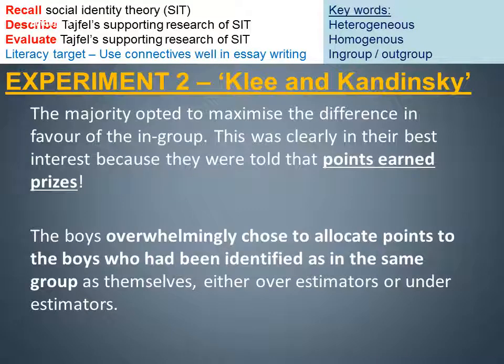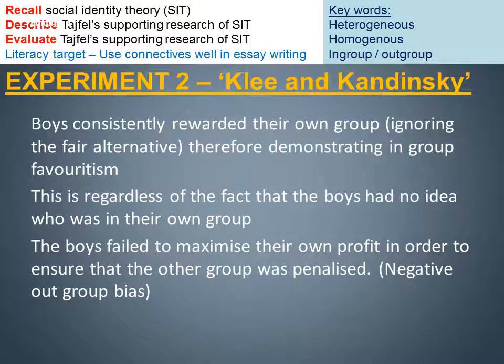The majority opted to maximise the difference in favour of the in-group, and this was clearly in the best interest because they were told that the points meant prizes. The boys overwhelmingly chose to allocate points to the boys who'd been identified as in the same group as themselves, either overestimates or underestimates. Boys consistently rewarded their own group, ignoring the fair alternative, and therefore they did demonstrate an in-group favouritism. This is regardless of the fact that the boys had no idea who was in their own group. Boys failed to maximise their own profit in order to ensure that the out-group was penalised.